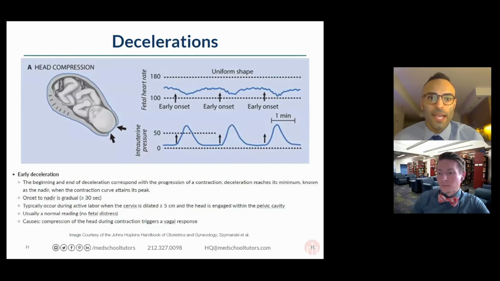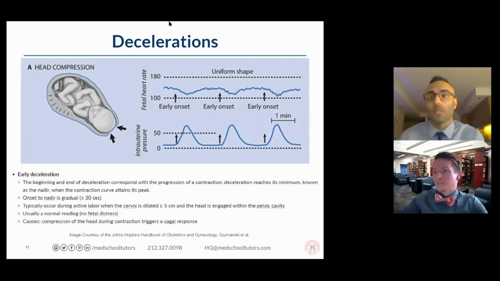You could see that at the beginning of the contraction with respect to the tocodynameter, you could see the drop in the heart rate. And that is the key to distinguish between an early deceleration and a late deceleration. Having your ability to see when the beginning of the contraction begins and then looking at when the heart rate starts to drop is super important. You can see that the first 2 arrows are correlating with each other with respect to the tocodynameter as well as the fetal heart tracing. And that's your way of saying that this is truly an early deceleration.